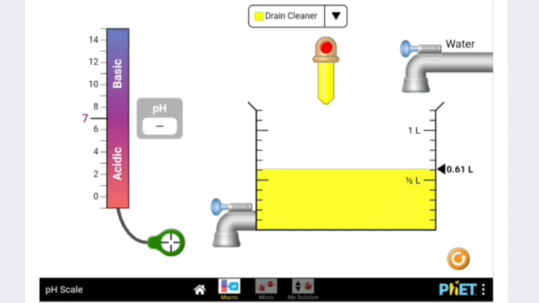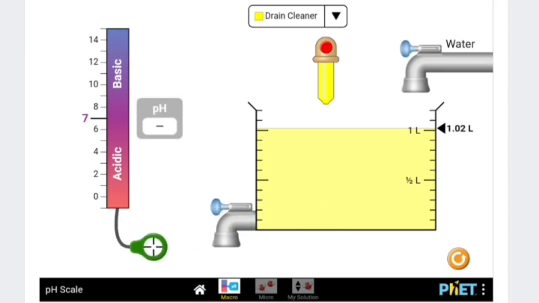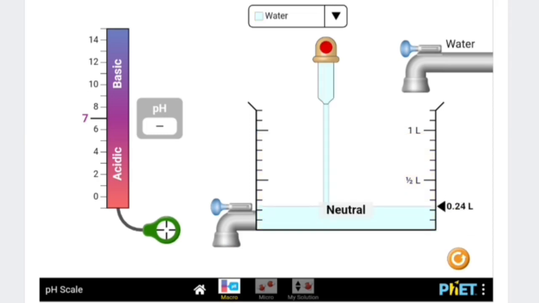What happens if we add water to the drain cleaner solution? Equal volumes of water. I'm wondering, what do you think would happen? Will the alkalinity increase or decrease? What do you predict will happen? Let's test it. Okay, so we can see that the alkalinity reduces, because initially it was 13, right? Now we have 12.69.